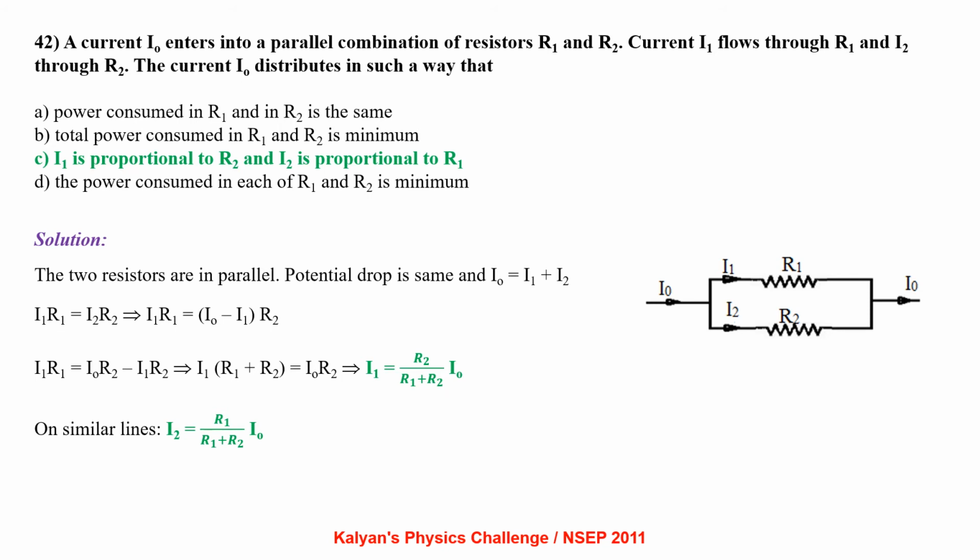Since they are parallel, I can write I1 R1 equal to I2 R2, that is I1 R1 equal to (I0 minus I1) into R2, from which we get I1 equal to R2 by (R1 plus R2) into I0. On similar lines, we get I2 equal to R1 by (R1 plus R2) into I0.